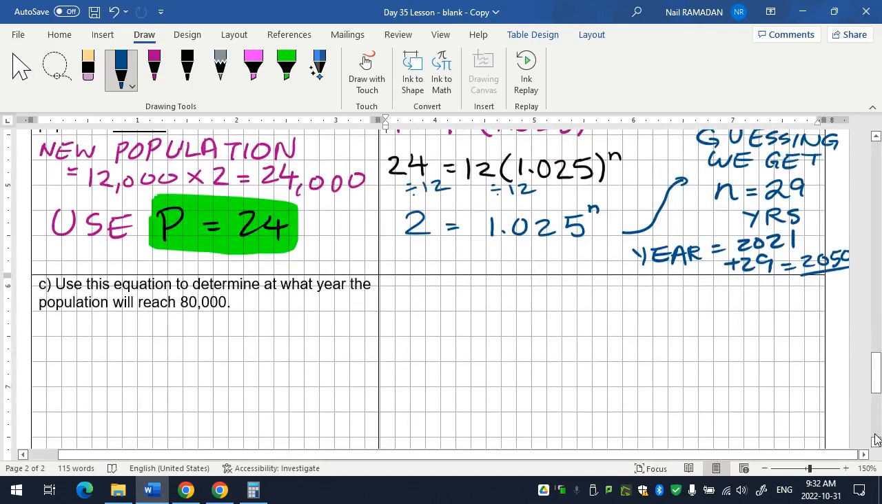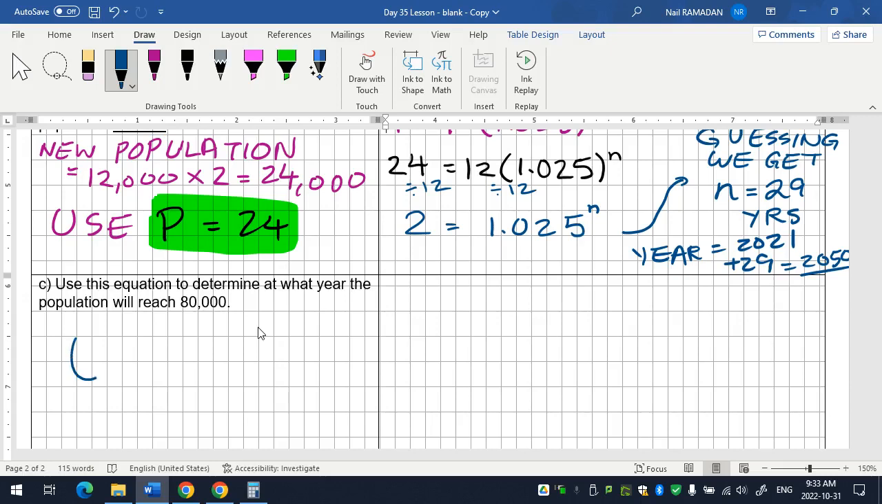Can you tell me how we're going to do this one? Is that very similar to the one we just did? Yes, but are you already given a population? What's the population we're trying to hit now? So am I going to use 80,000 in the equation or just 80? Okay, everyone, just write this. Use P equals 80, not 80,000, 80.